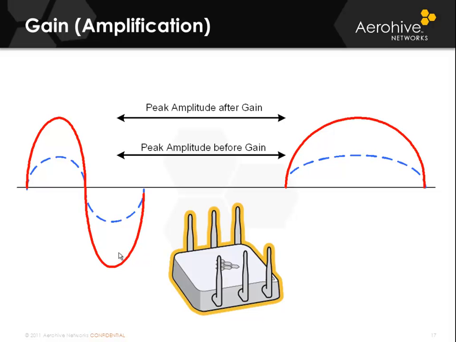Gain or amplification. Gain is when a signal is made stronger. Gain can be either passive or active gain. Passive gain is accomplished by focusing the RF signal with the use of an antenna. Again, antennae are bidirectional passive amplifiers. There is no additional current or anything added into the signal, but rather the focusing of the beam due to the elements inside the antenna.